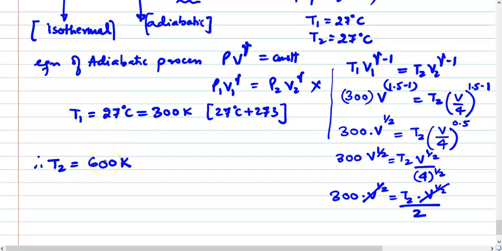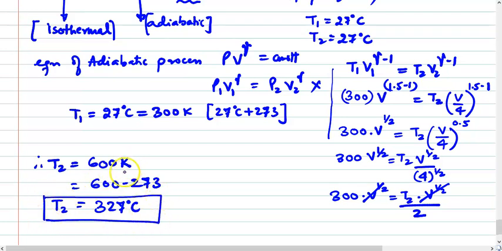But we do not require to mention the answer in Kelvin. So 600 minus 273, and that comes out to be 327 degrees Celsius. So this is how you are going to solve these problems. Am I clear with this? Yes, sir.